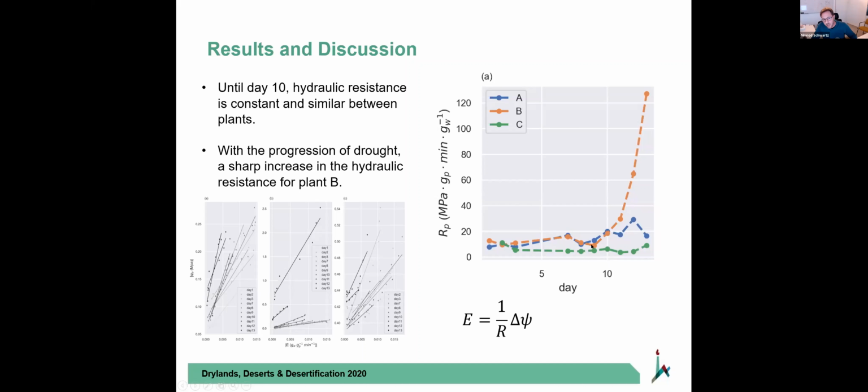And again, we can see that after more or less 10 days, we see this sharp increase in resistance for plant B. And this is actually the resistance of the soil. So really the soil started to be the limiting factor here.